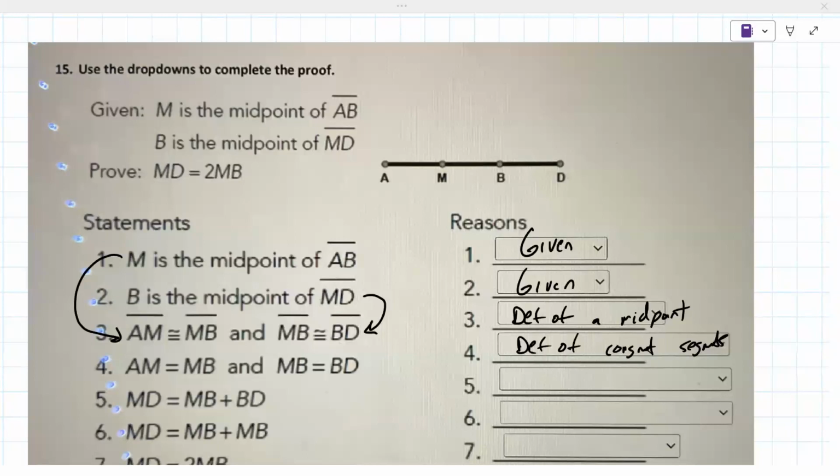Right. So then from 4 to 5, sometimes again, they're unrelated. So MD is M to D, which is MB plus BD. Basically, they're saying the whole is equal to the part plus the part. Is that the segment addition postulate? Yes.